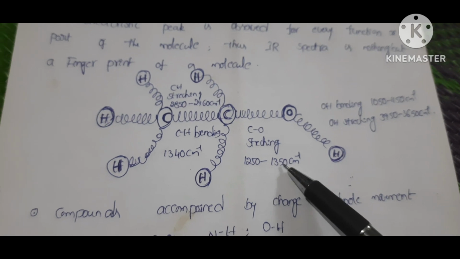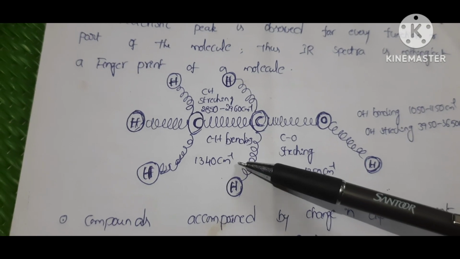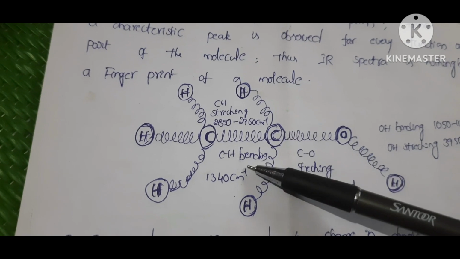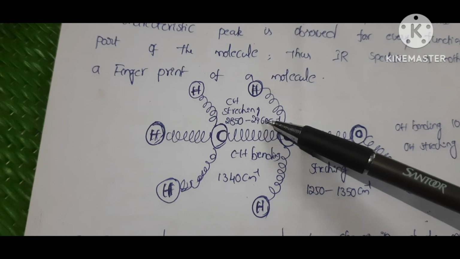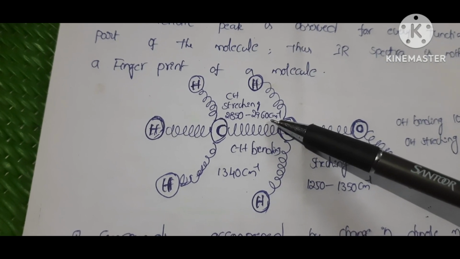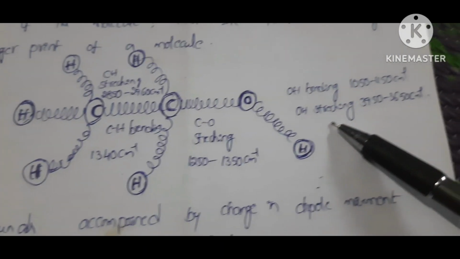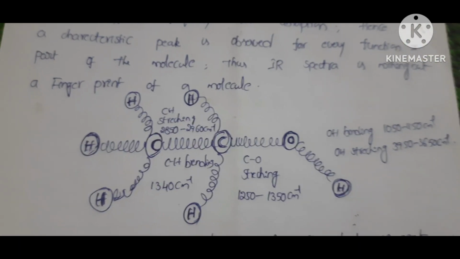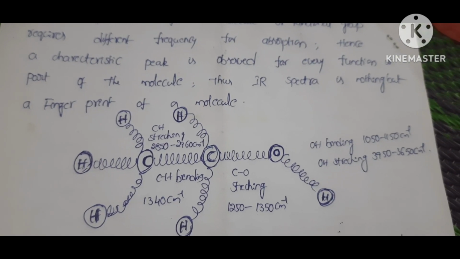Here in this diagram, we can observe CH bending and CH stretching. CH bending is observed at one wave number and CH stretching at another. CH bending we can observe at 1340 centimeter inverse and CH stretching is observed at 2850 to 2960 centimeter inverse. Likewise, here OH bending and OH stretching are observed at different wave numbers. So we can say the IR spectrum is nothing but a fingerprint of a molecule. That we can say from this diagram.